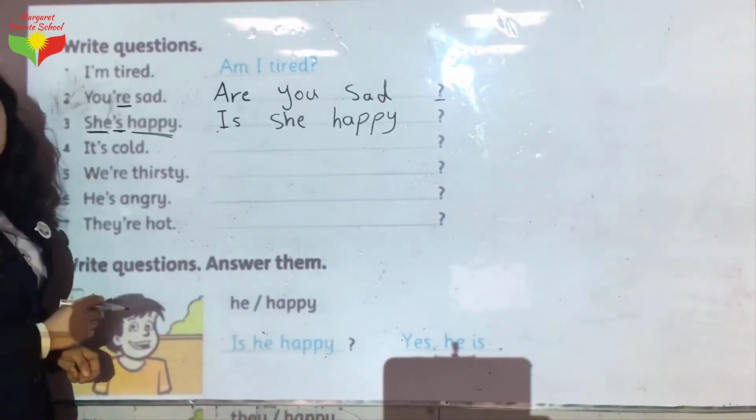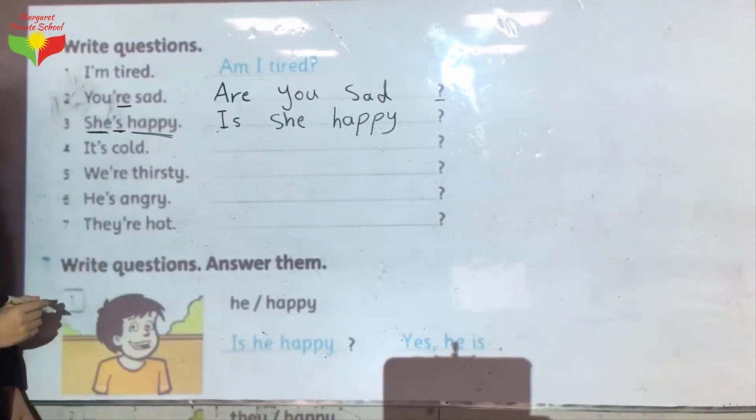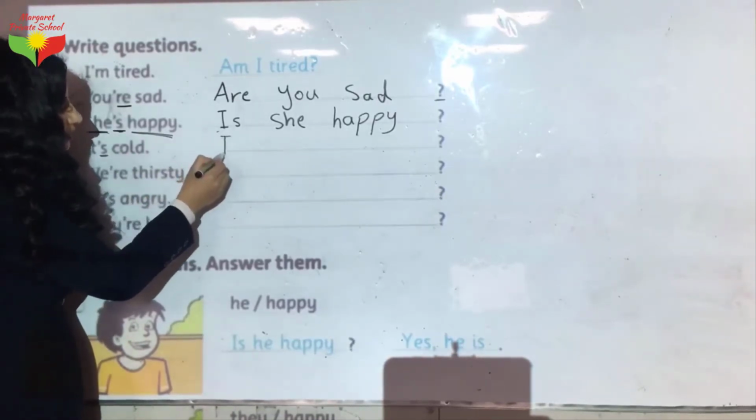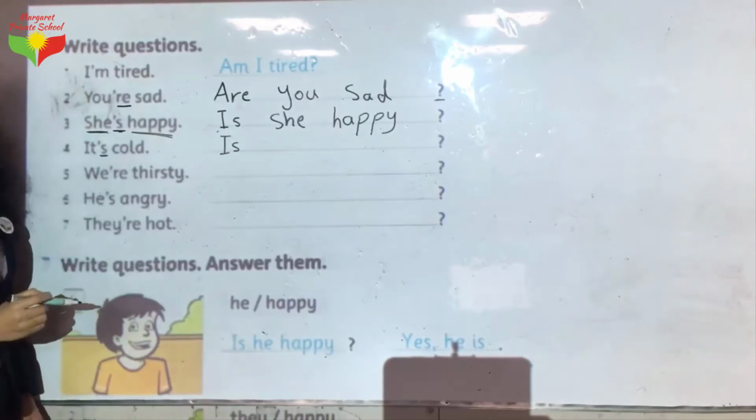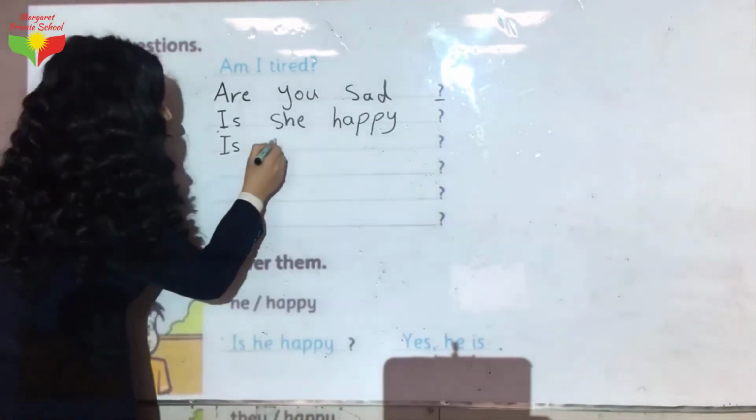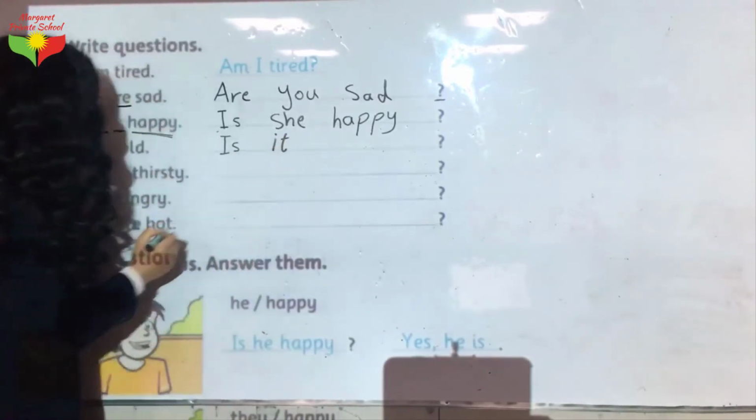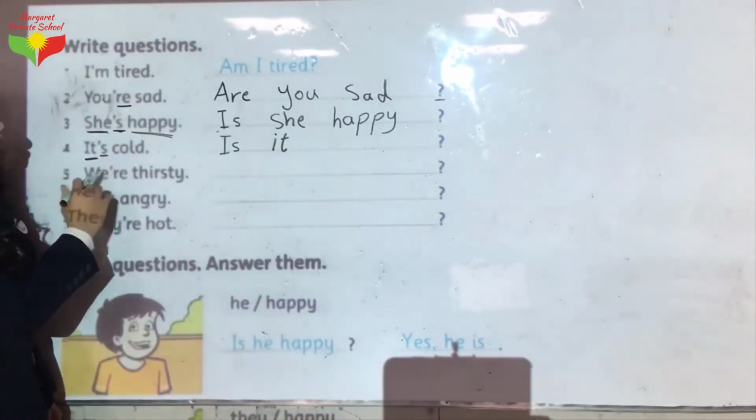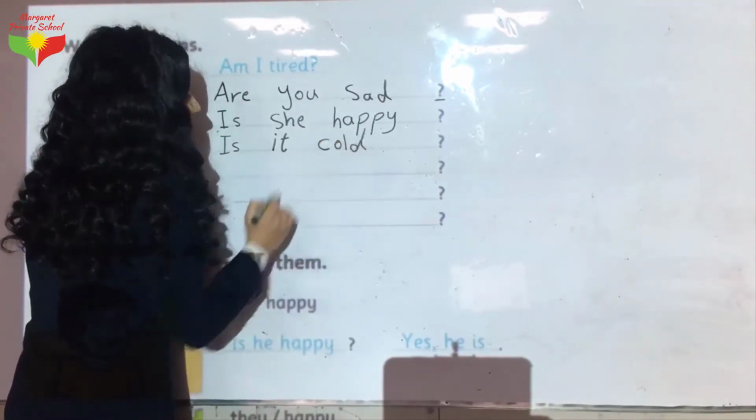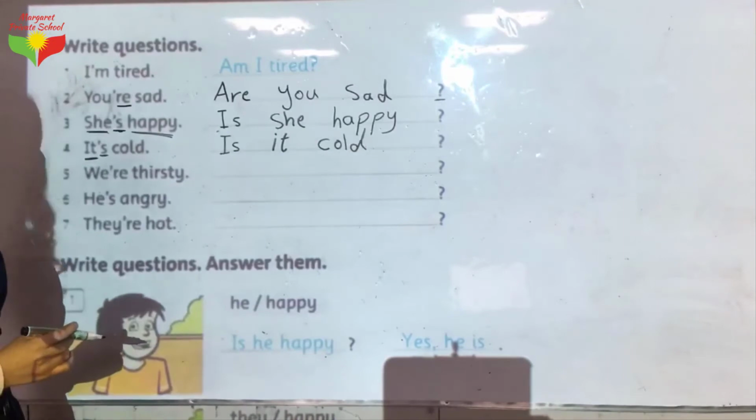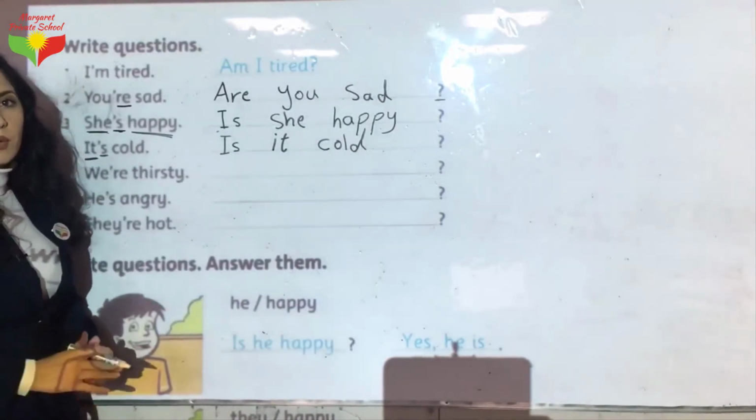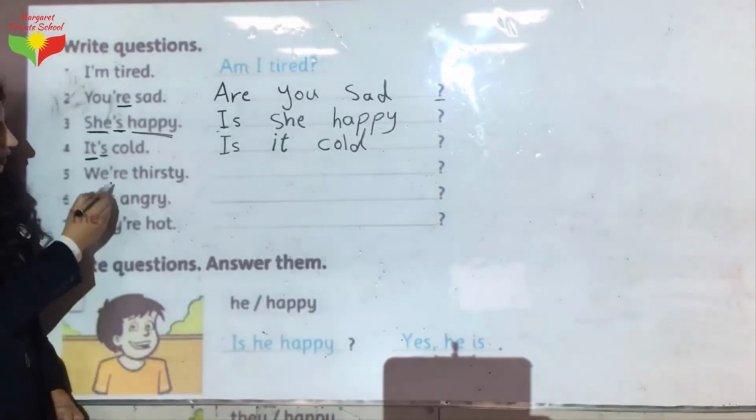It's cold. Okay, we have to write the verb be at the beginning of the sentence, which is. Then we should write it, the subject pronoun. After that, we have to write cold. Is it cold? Okay, let's go to the next one. We're thirsty.